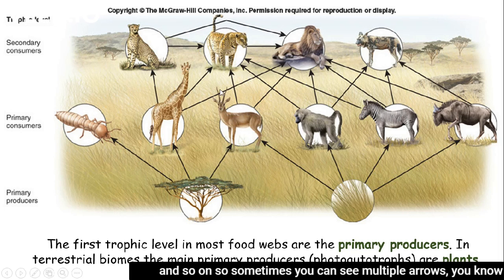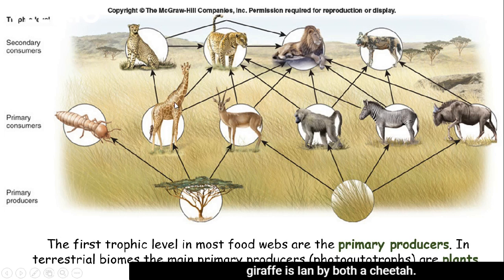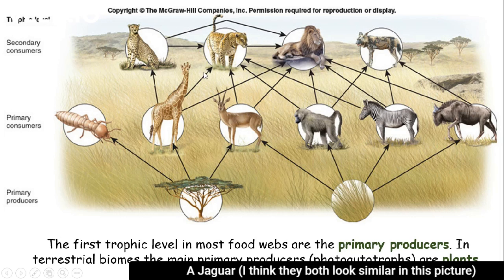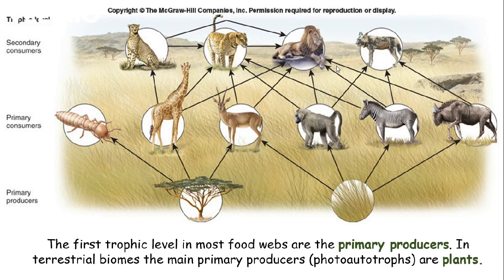So sometimes you can see multiple arrows leaving a certain organism, meaning that, for example, this giraffe is eaten by both a cheetah, a jaguar, I guess. I thought those are both the same animal. Hmm. Oh, and then also a lion.